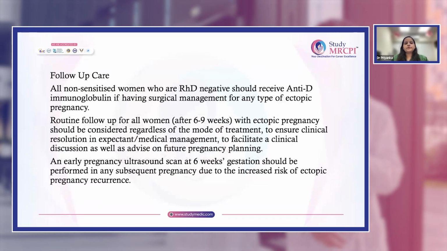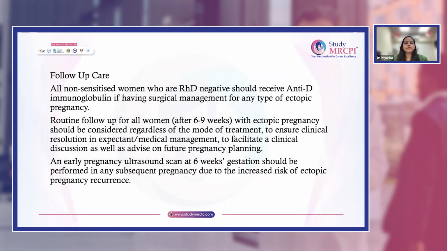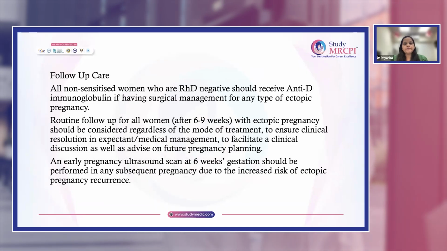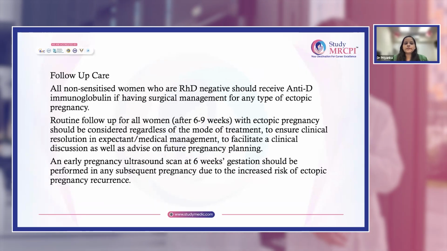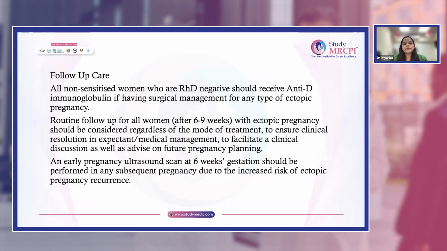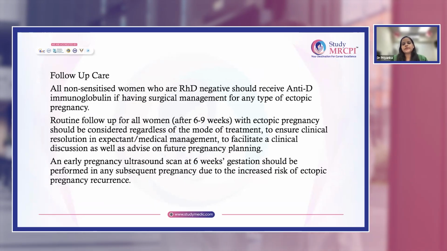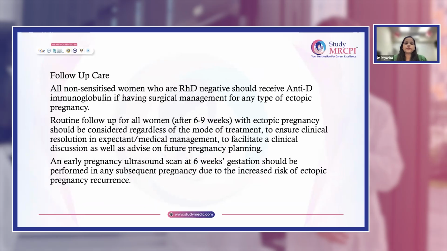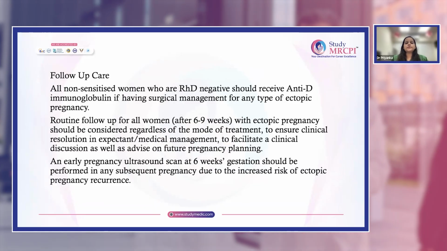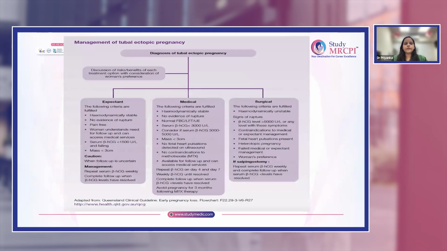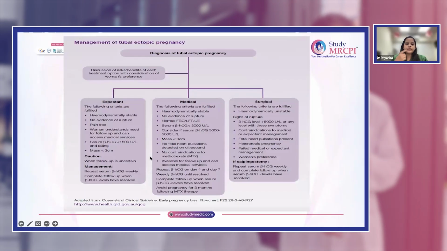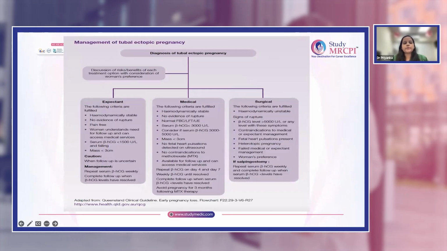Anti-D should be given for those who have surgical management of ectopic pregnancy. And we know that the recurrence risk for ectopic pregnancy is high. So they should have an early pregnancy ultrasound scan to look for the location of the pregnancy at around 6 to 9 weeks. So this is the flow chart by the guideline for the management of an ectopic pregnancy.